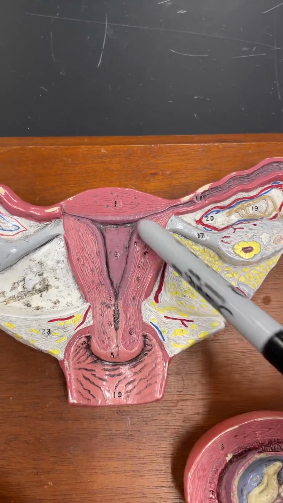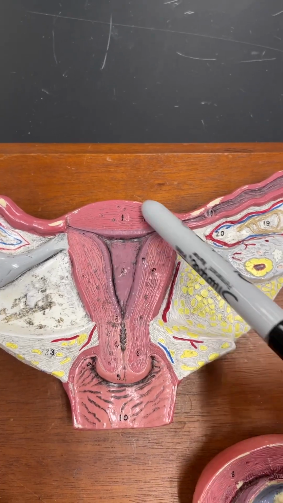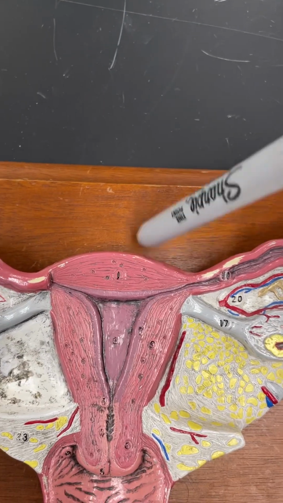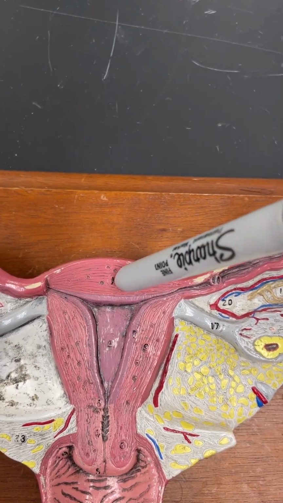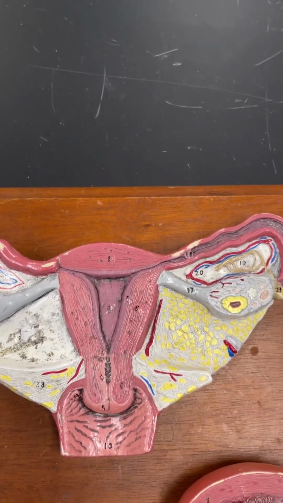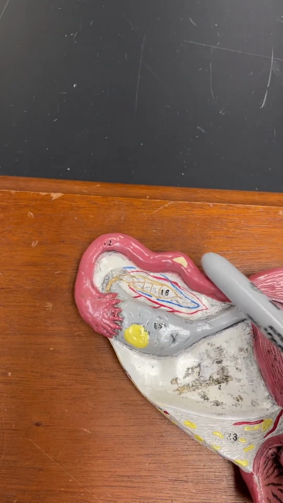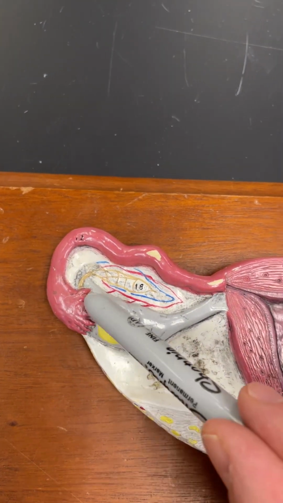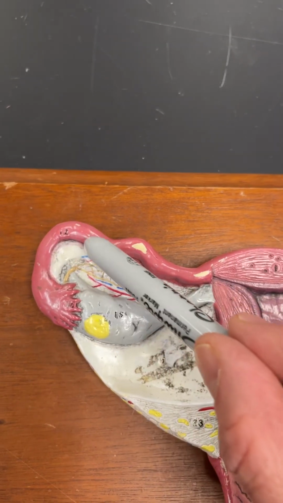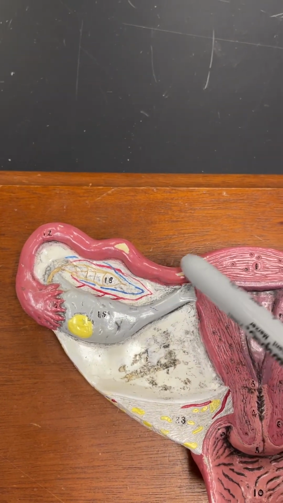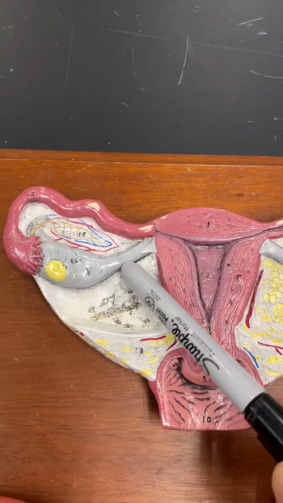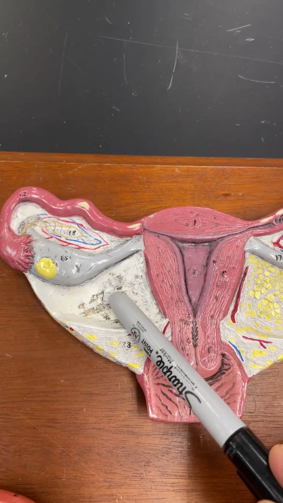Here's the body of the uterus with the uterine cavity. And up here we have the fundus of the uterus. Layers of the uterus: we've got the perimetrium, the myometrium, and then the endometrium as the lining. We can see our uterine tube or fallopian tube right there with its fimbriae, its infundibulum, its ampulla, and its isthmus. We also see the ovarian ligament on the ovary and the broad ligament here as well.